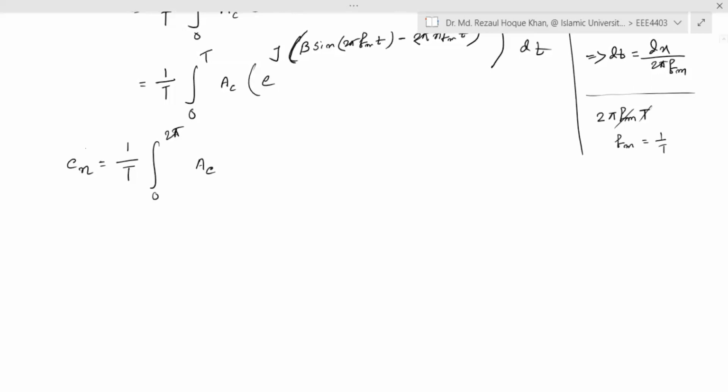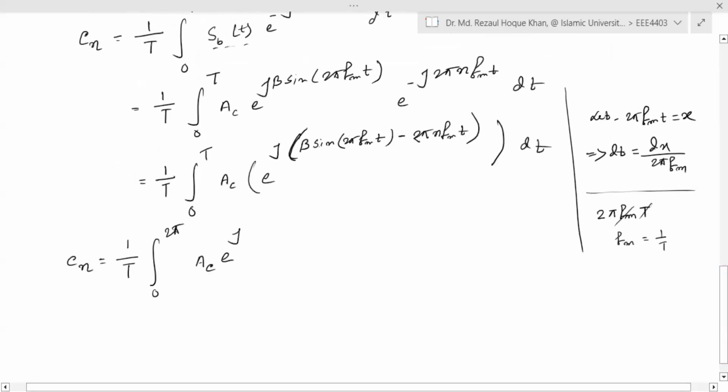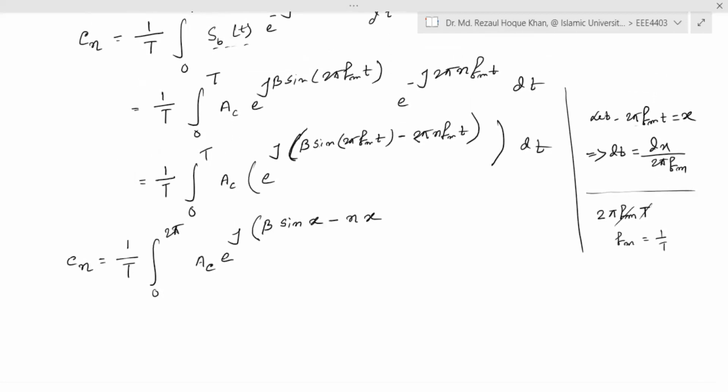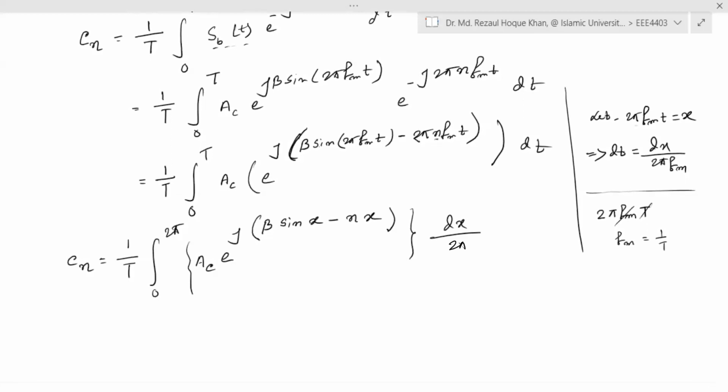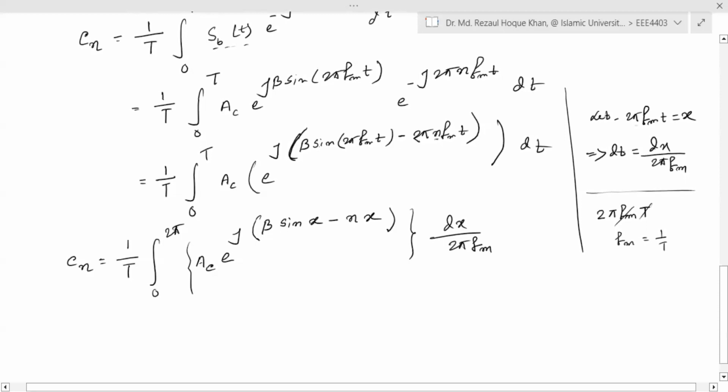AC e to the power j beta sine x minus nx, because 2 pi fm t, so n remains here. So dt is dx by 2 pi fm. Okay, so t and fm, you see here, they're crossed, because fm multiplied by t equal to 1 actually, right? Because fm equal to 1 by T. That's right.